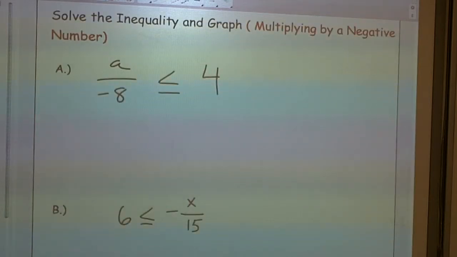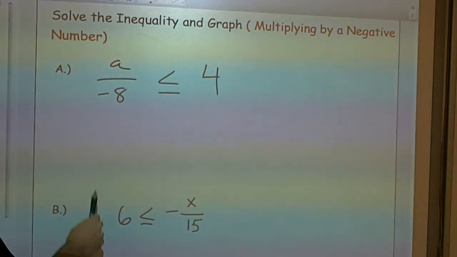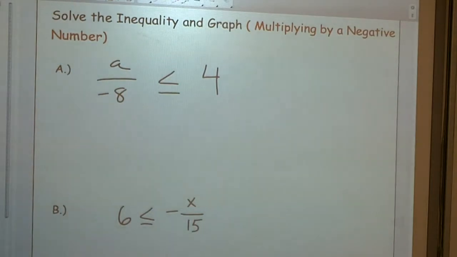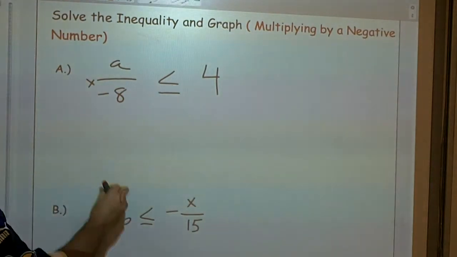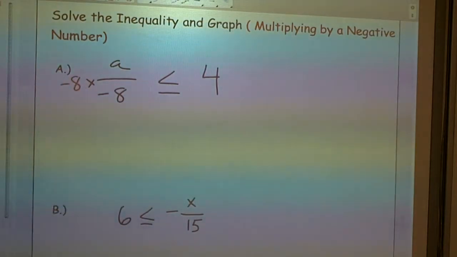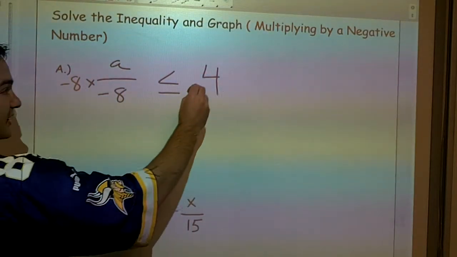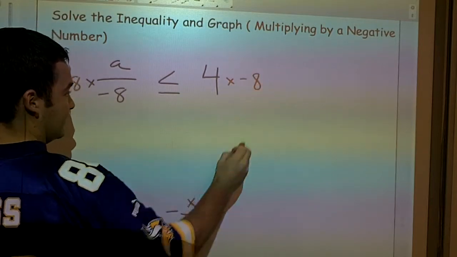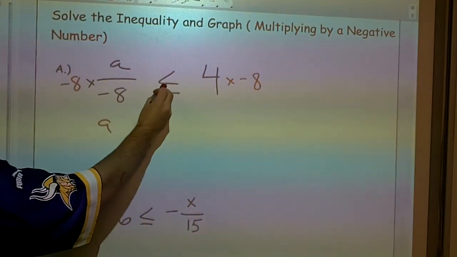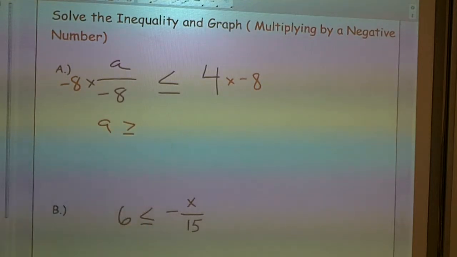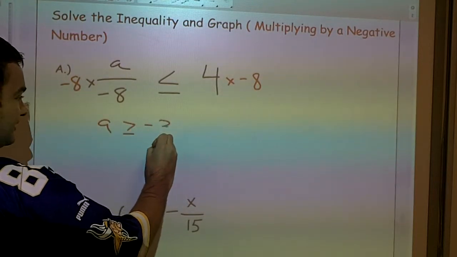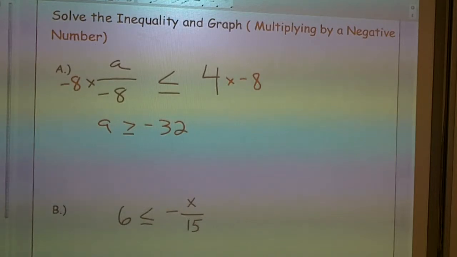Solve the inequality and graph, multiplying by a negative number. So in this case, we are actually going to get that sign flip. A over a negative 8 is less than or equal to 4. So we're going to multiply by that negative number. So multiply by negative 8 on both sides. Again, anytime you see that multiplication of a negative, we need to flip our sign. Times negative 8, A is then, our sign flips, greater than or equal to 4 times a negative 8, which is a negative 32.